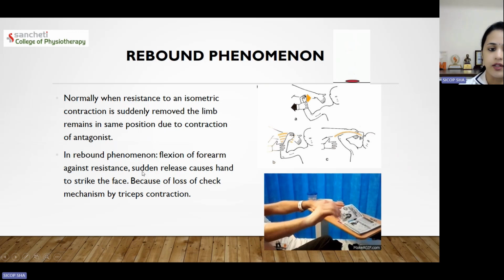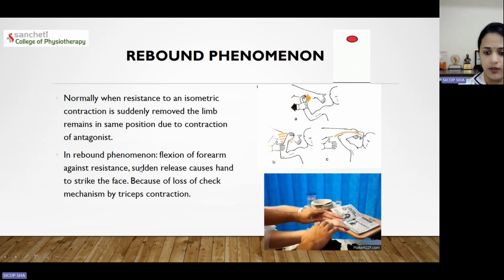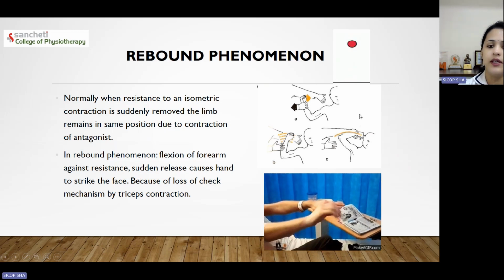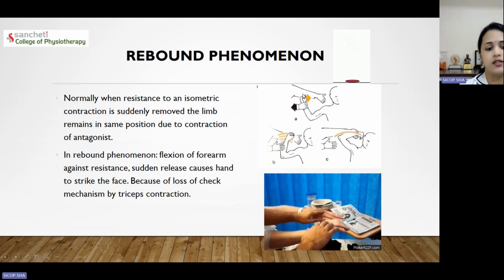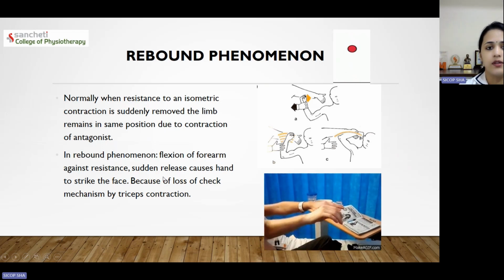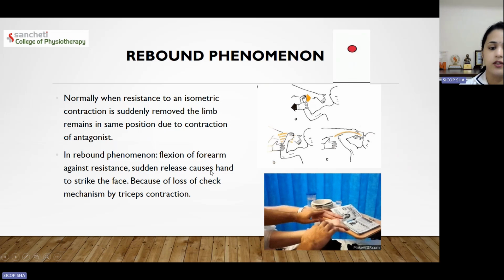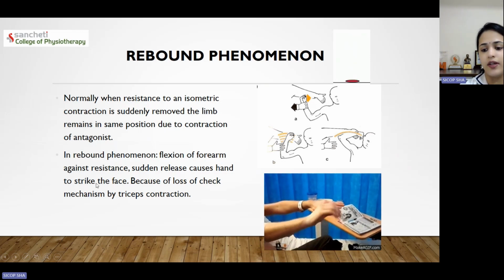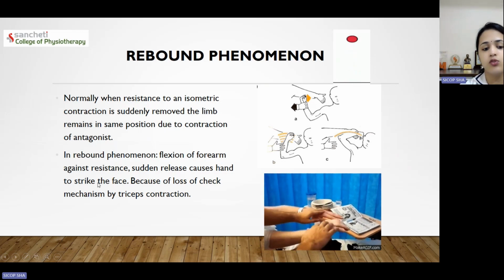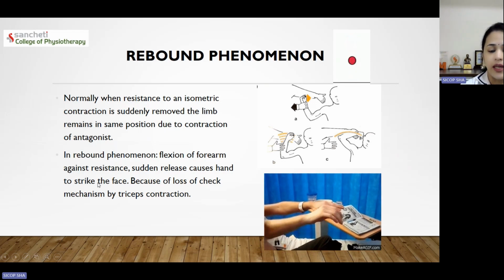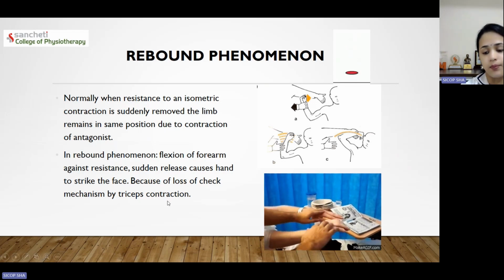It is a strong isometric resistance that you're going to give, and you suddenly release the resistance. When the resistance is suddenly released, it causes the hand to strike the face. Why? Because there is no check mechanism by the triceps.